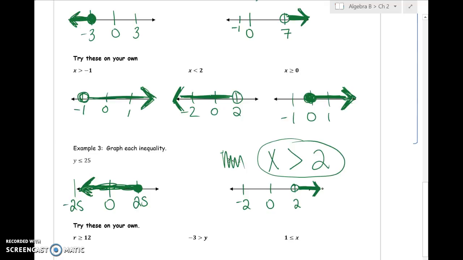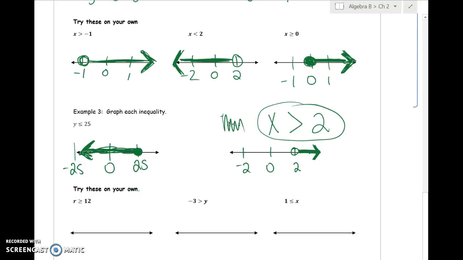The trick with the symbols pointing the direction that you shade only works if your letter is written first and your number is written second. So keep that in mind. If you see the number written first, you have to switch it around. So try the next 3 on your own.